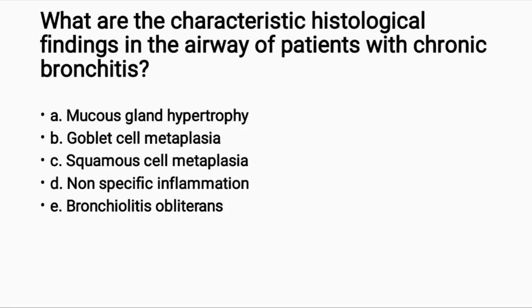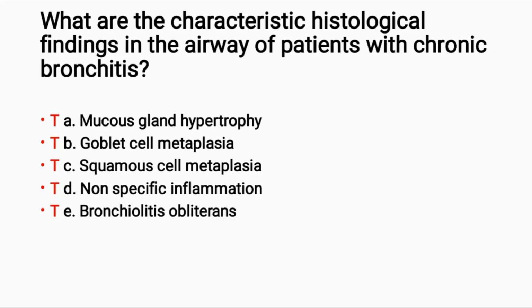What are the characteristic histological findings in the airway of a patient with chronic bronchitis? A. Mucus gland hypertrophy. B. Goblet cell metaplasia. C. Squamous cell metaplasia. D. Non-specific inflammation. E. Bronchiolitis obliterans. Well, all these are characteristic features that we see in chronic bronchitis.